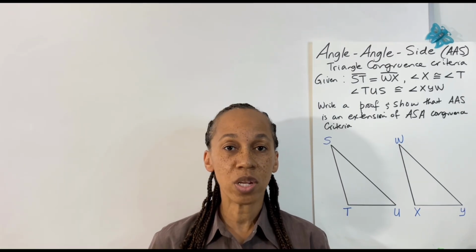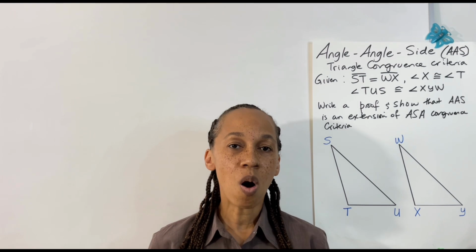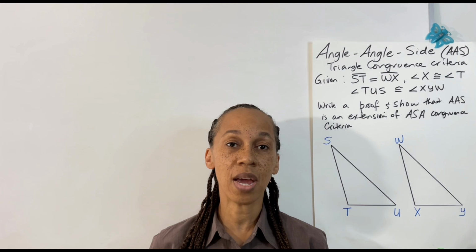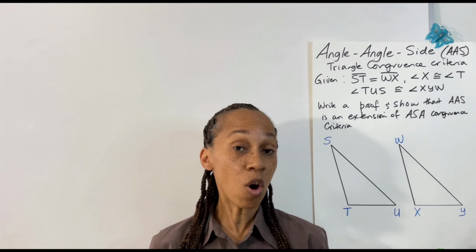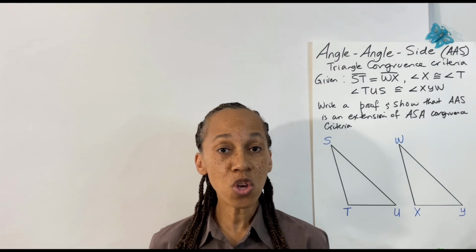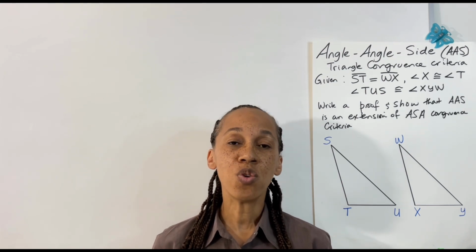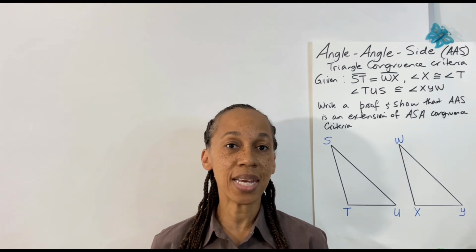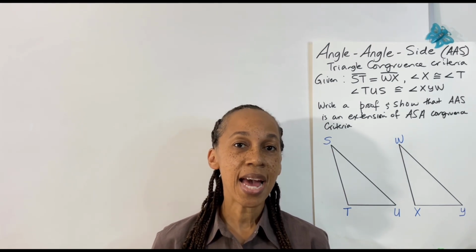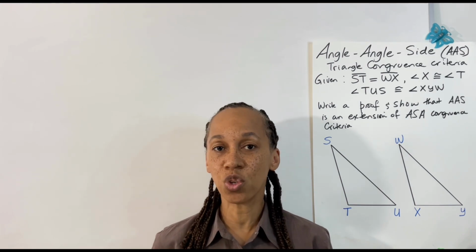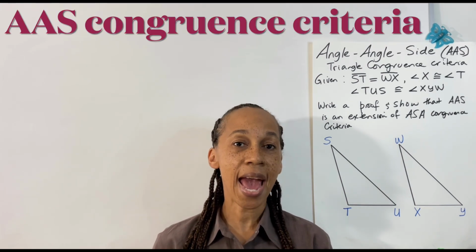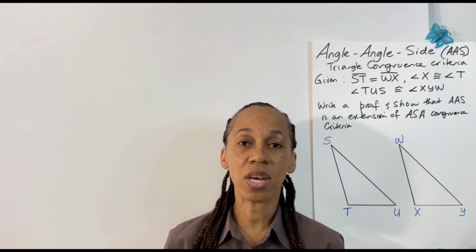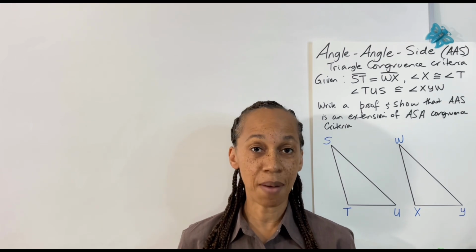In terms of the unit on congruence, we are always asked to write a proof, and some students struggle with writing a proof for congruence and also for similarity. Today I'm going to show you how to write a proof using AAS, and also I'm going to show you that it is an extension of ASA. So let's get right into what is AAS, and I'm going to show you what it means and how we can write a proof using an example that's given to you.